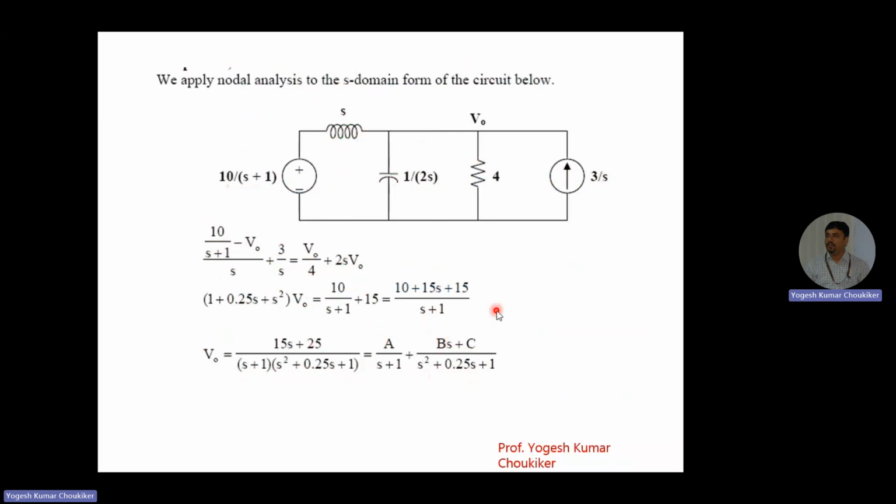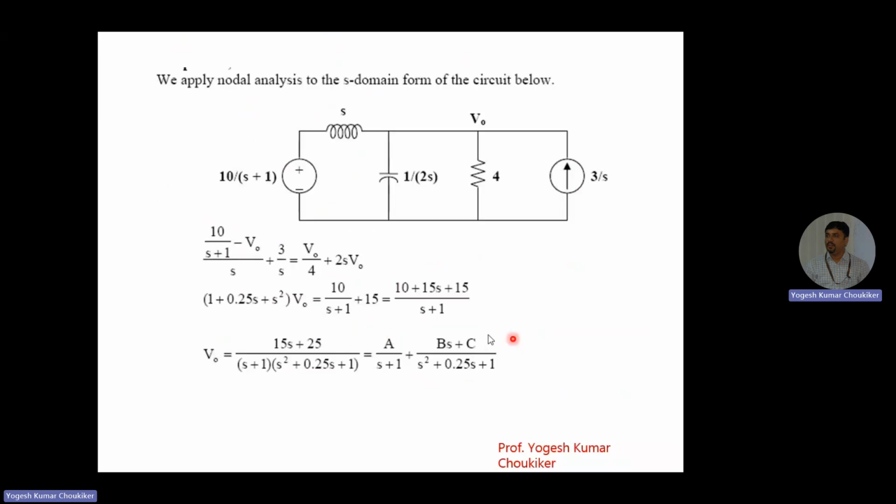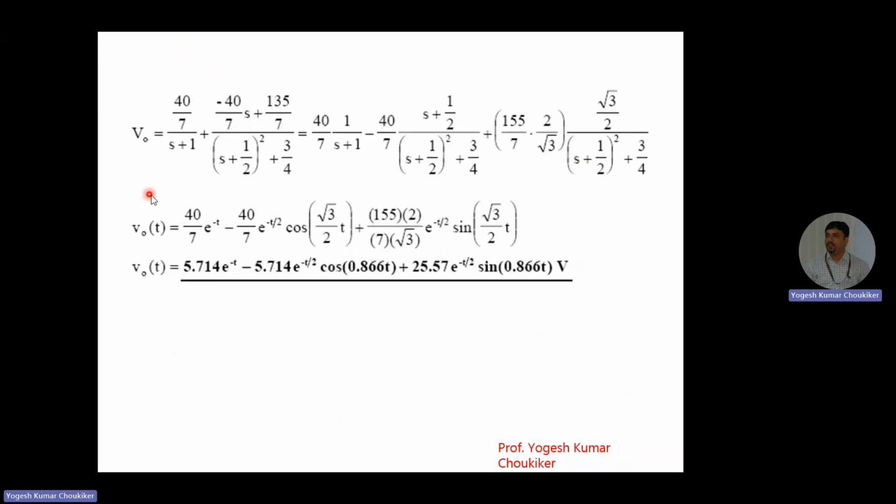We can use the algebraic method or the residue method. Here you can see the A value is 40/7, the B value is minus 40/7, and the C value is 135/7. After that, we put all these values in the previous equation, and then we will take the inverse Laplace. You can see here we can put the values now.